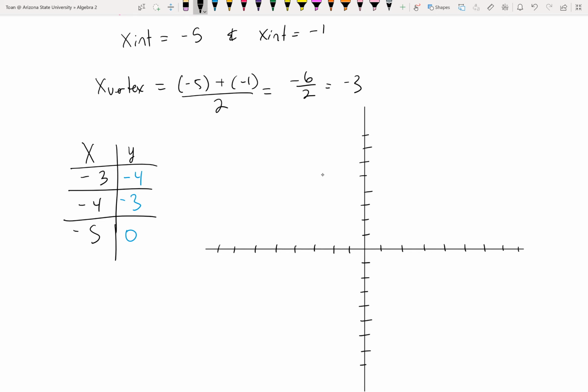Negative 3, comma, negative 4. Negative 4, comma, negative 3. And negative 5, comma, 0. This was the axis of symmetry. So then just mirror image the other points. So I have another mirror image here, and I have another mirror image there. So go ahead and connect the dots, and there is your parabola.